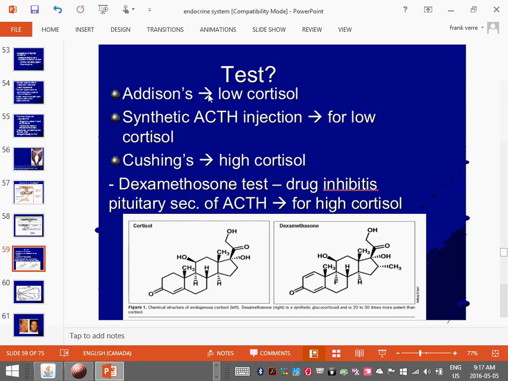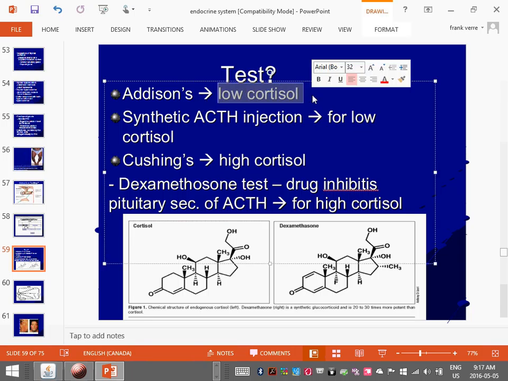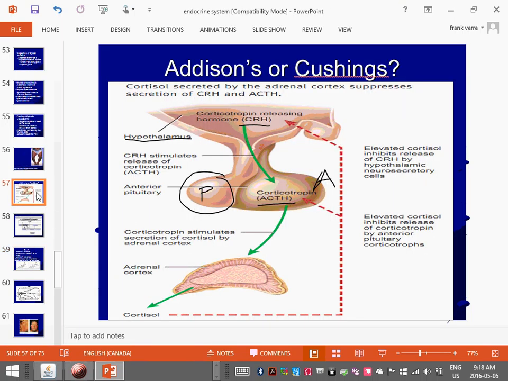What if you have low cortisol? Where could the problem be if you have not enough cortisol? Think about that for a second. Think about the way that this is regulated. You have a patient that comes to you, and you measure the cortisol levels and they're low. Where could the problem be?